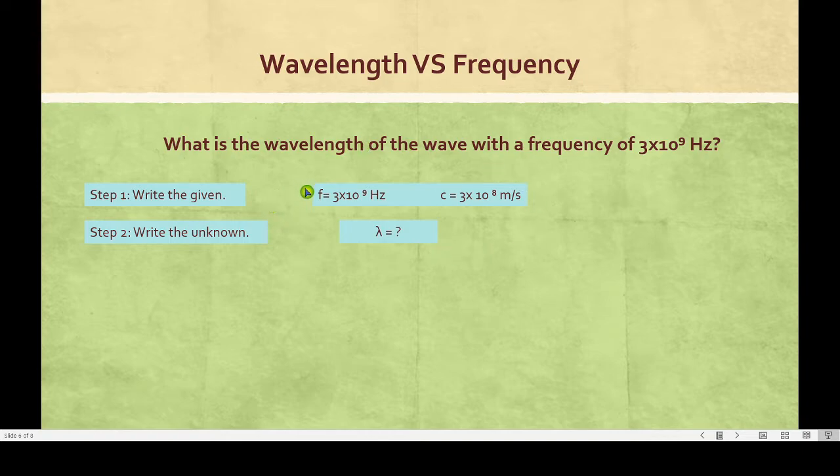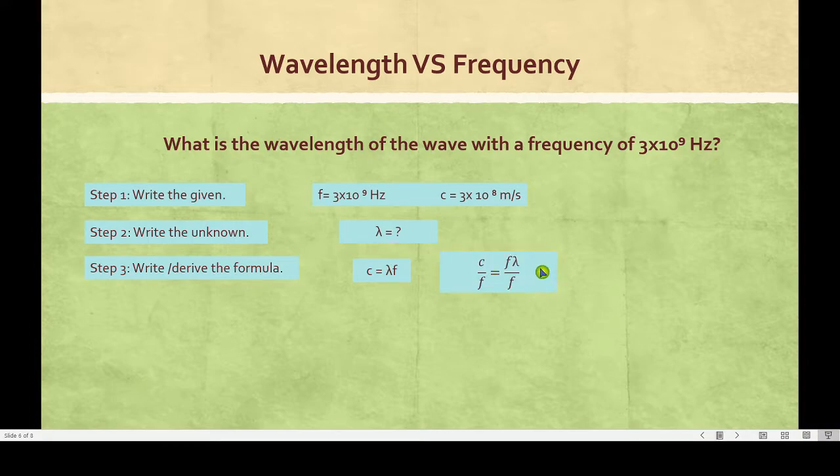So you now have the given and you are now able to identify the unknown. Then the next step is to write or derive the formula. Generally, we have this formula as c is equal to lambda times f, and what is being asked here is the lambda.